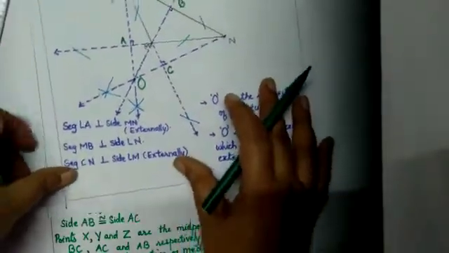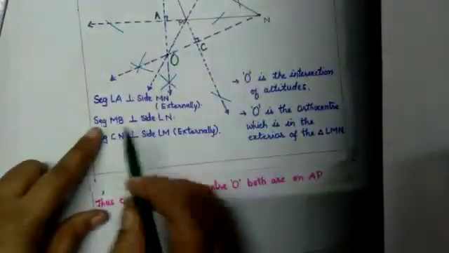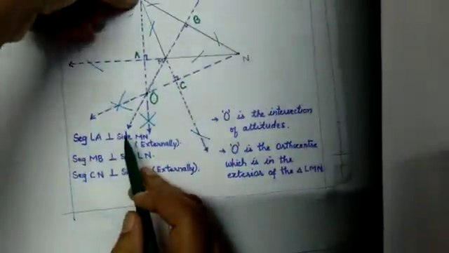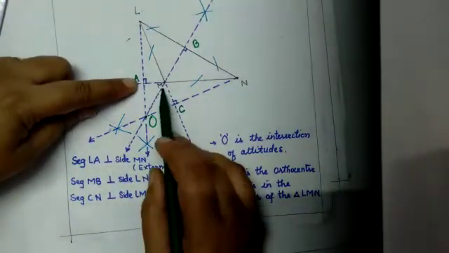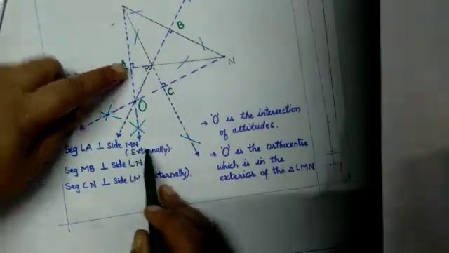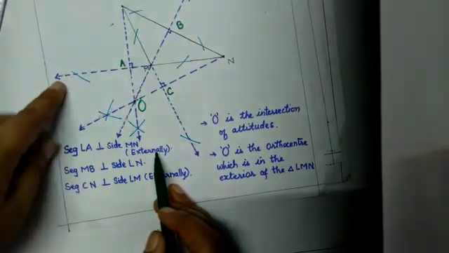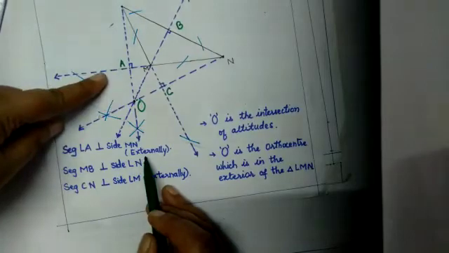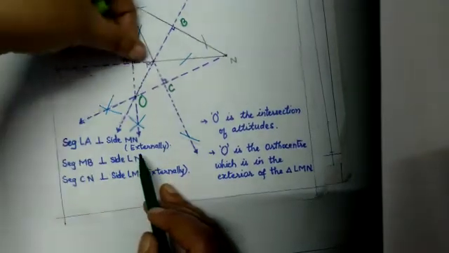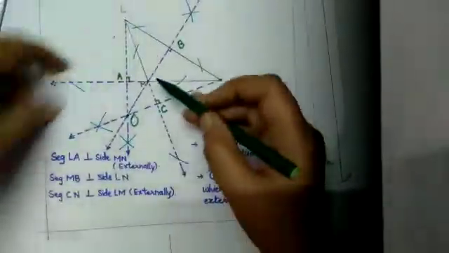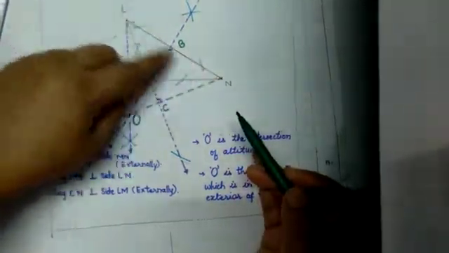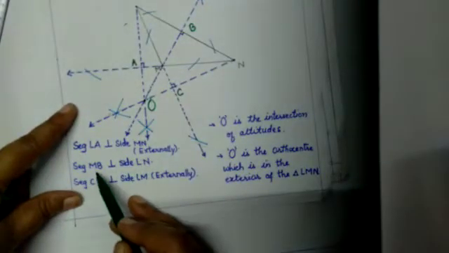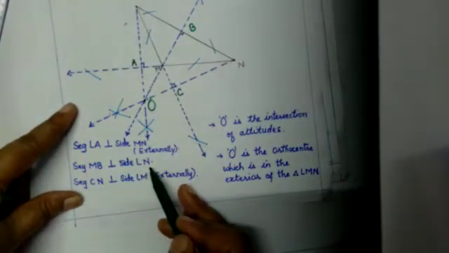So let us write the answer. So how to write the answer? See here. First, segment LA. This is your segment. Segment LA is perpendicular to side MN. And how it is externally it is added. So that's why we have to write externally. Now next segment MB. This segment MB is perpendicular to which side? Side LN. So here we have written segment MB is perpendicular to side LN.